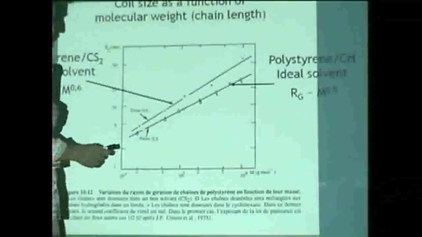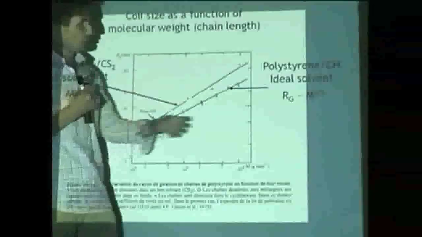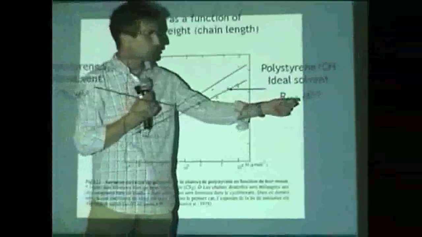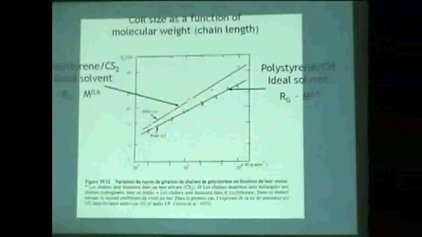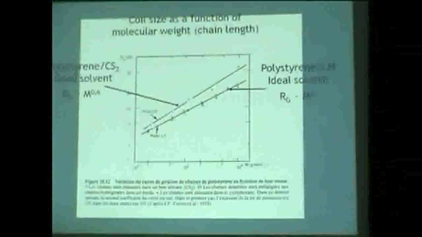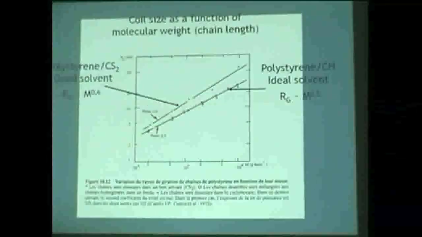And this is what we observe experimentally. We observe that in that case, indeed, the gyration radius is varying as the square root of the molecular weight, which is exactly the result that we found out. Okay. So this is in the case of the ideal solvent.